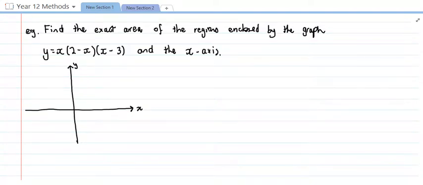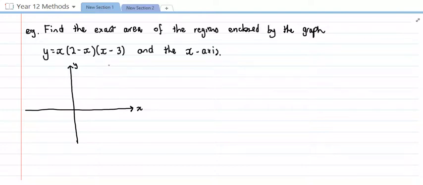Righto, let's have a look at the next one. So find the exact area of the regions enclosed by the graph y equals x(2 - x)(x - 3) and the x-axis. So first thing we need to do here is get a sketch of the graph so we know what it looks like.